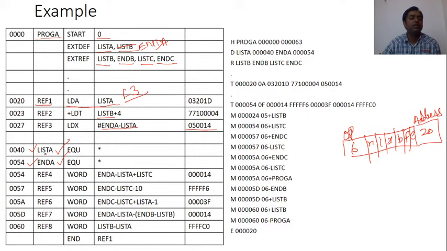Now the next instruction is list A EQU asterisk. You know that the current address becomes the value of list A. End A EQU asterisk means the current address becomes the value of end A. Now the next instruction is at address 0054, reference 4: WORD end A minus list A plus list C. We don't know the value of list C, so we will take the value of list C as 000000 in one word. And we know the value of end A is 0054, so this one becomes 0054.